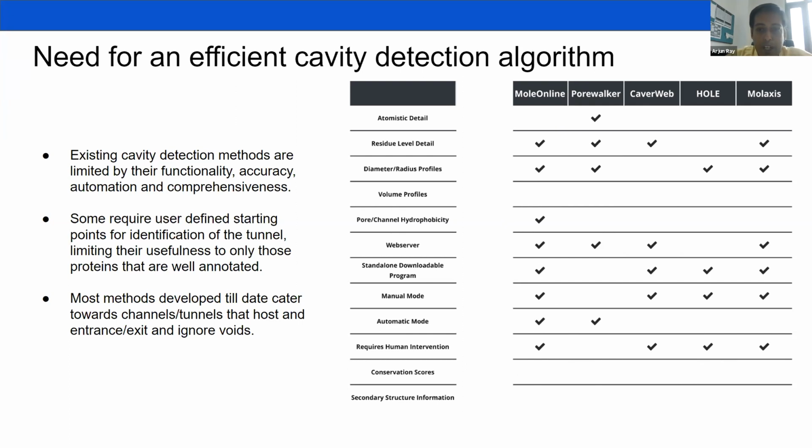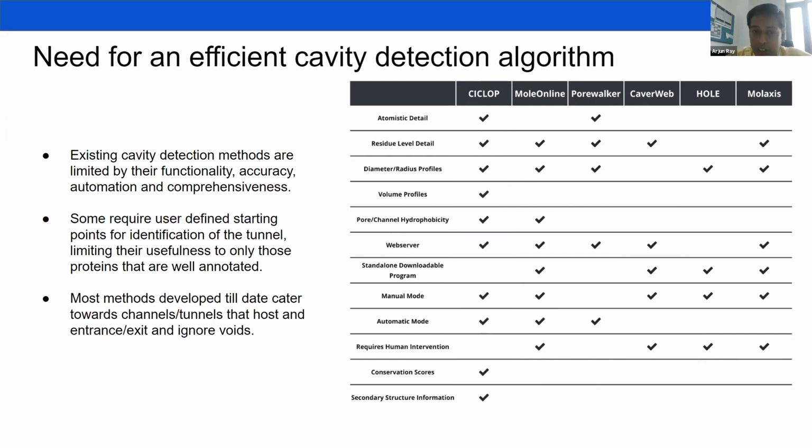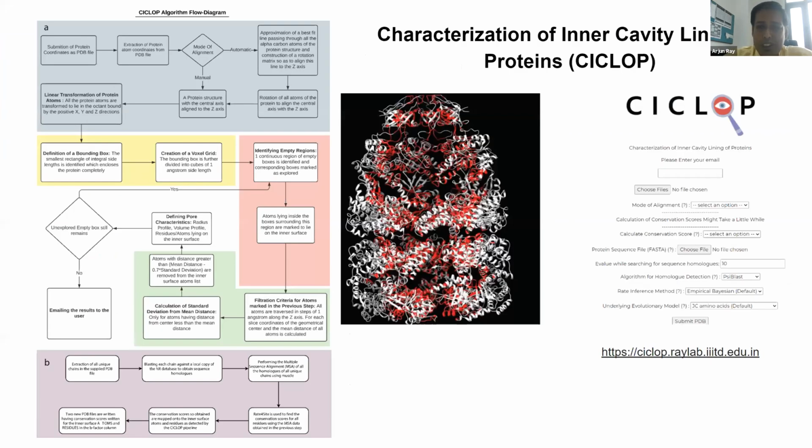So with this, we developed a method called Cyclop, which pretty much covered all the lacunas. In fact, this is a little old. Now we also have a standalone program which you can download and run on multiple structures if required. So all of the lacunas that were there in this field, we tried to address. In the simplest way, the method takes your crystal structure, or it can be a model structure.